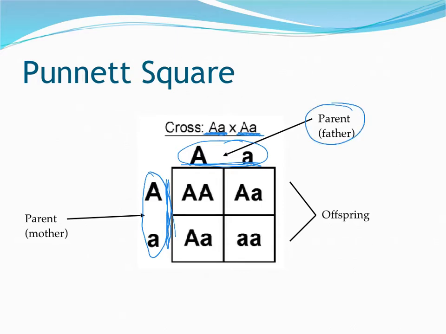Dad can give a dominant uppercase A or a recessive lowercase a in its gametes. Mom can do the same thing, either a dominant A or a lowercase a. When we put these together, column times row, we get homozygous dominant. This one would be dominant and recessive, so we get a heterozygote. Here, column times row, we get another heterozygote, and this one would be column times row, homozygous recessive.